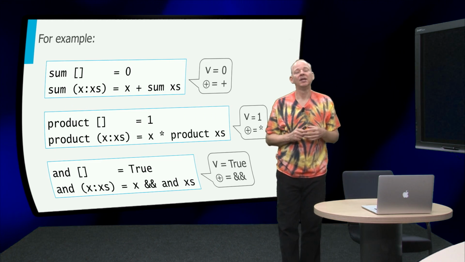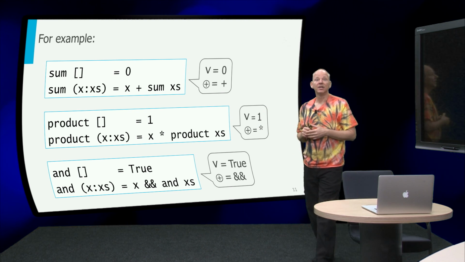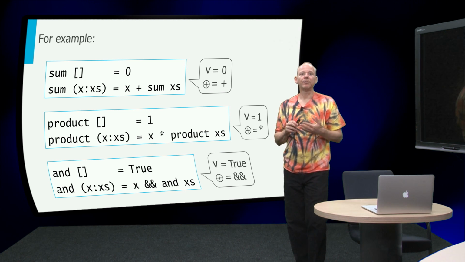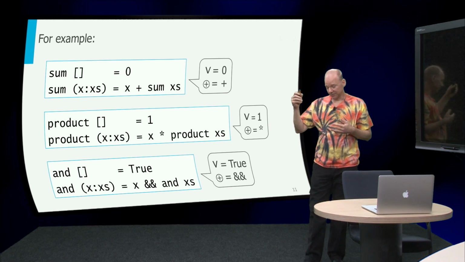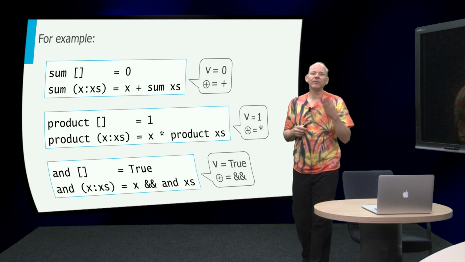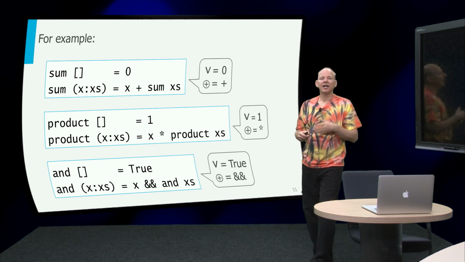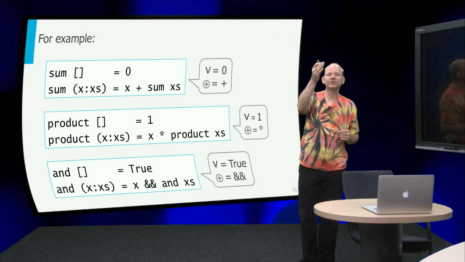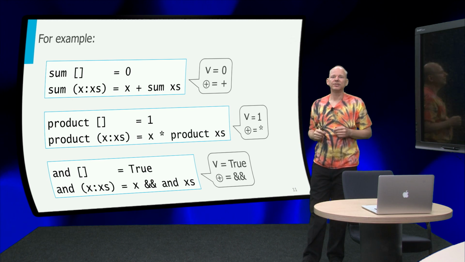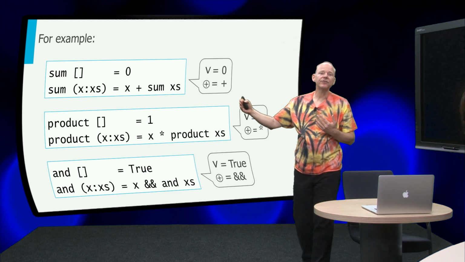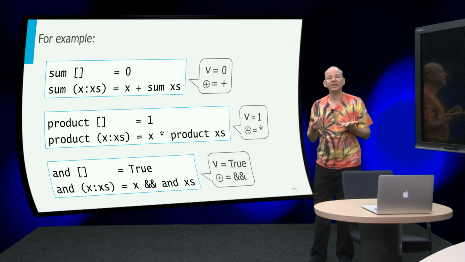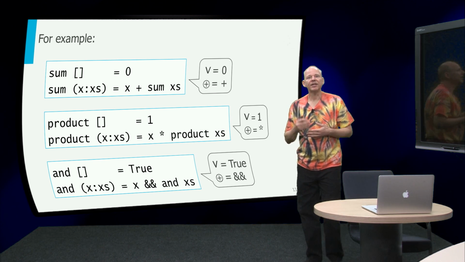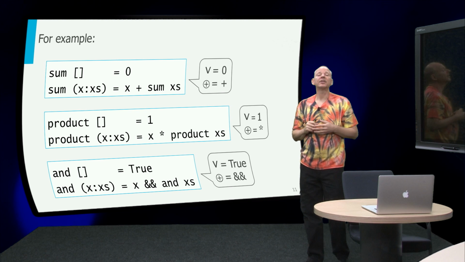Now here are a couple of examples of functions that are defined recursively over lists. For example, sum takes the empty list, returns 0, and when I sum the list x cons xs, I do x plus the sum of xs. The product is very similar. Instead of 0, I have 1, and instead of plus, we use star. And if we want to AND all the values of a list, well, then we replace the empty list by true, and the cons by AND. Okay, so here you see very, very similar structures.